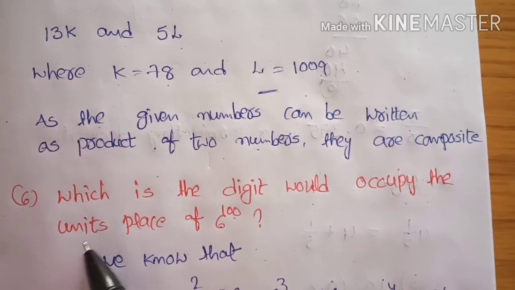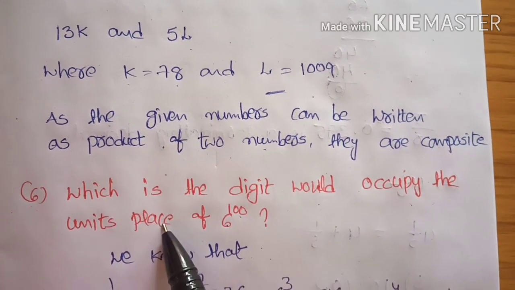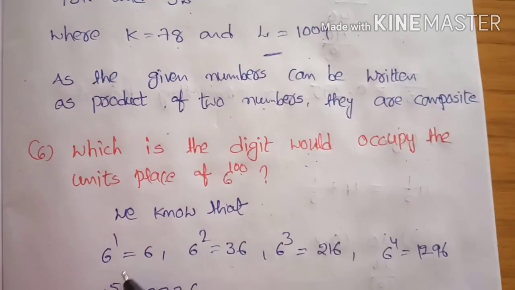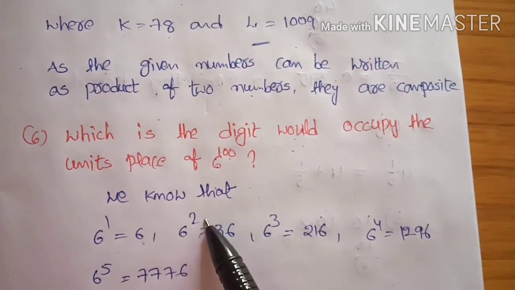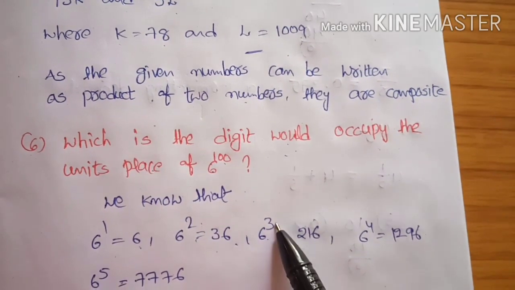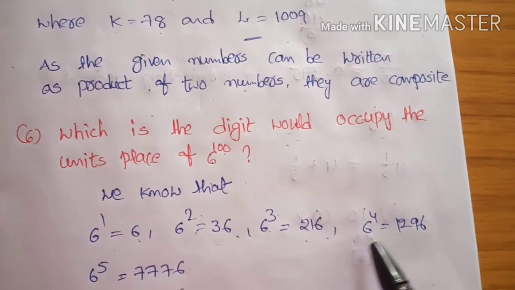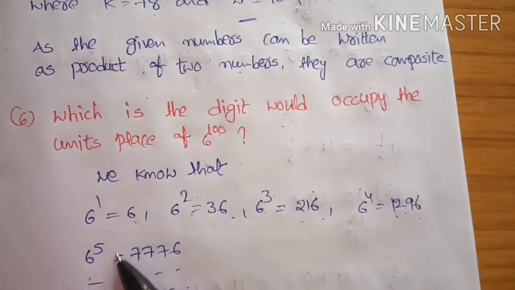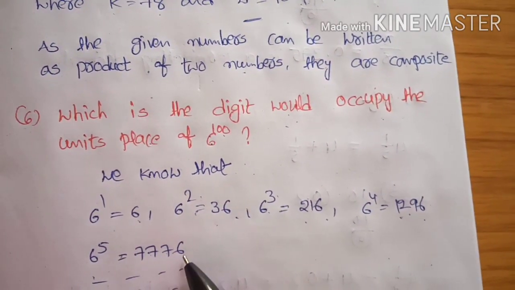What would you find? Only the units place. Units place: 6 power 1 means 6. We know that 6 power 1 is equal to 6. 6 square is equal to 36. 6 cube is equal to 216. 6 power 4 is equal to 1296. 6 power 5 is equal to 7776.